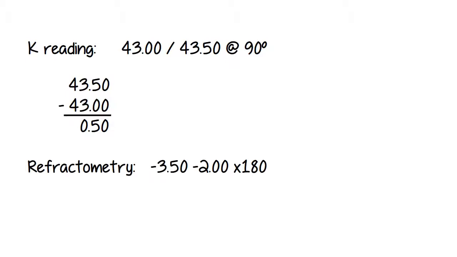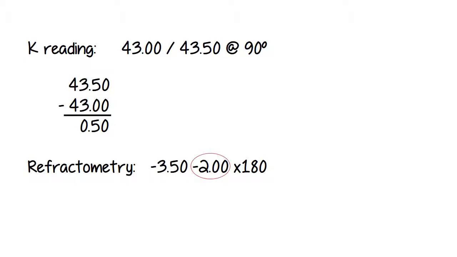Now for our next patient, we get K readings of 43 and 43.50 at 90. The difference is a half a diopter. So what we're getting is a half a diopter of corneal astigmatism for this patient. Then when we do refractometry, we get -3.5 -2 at 180.